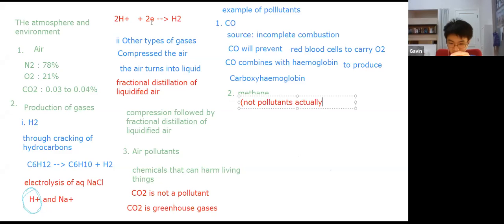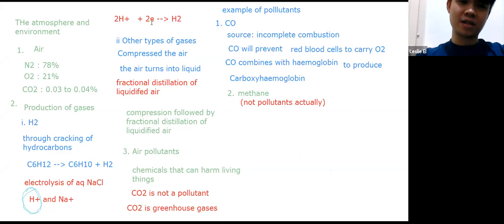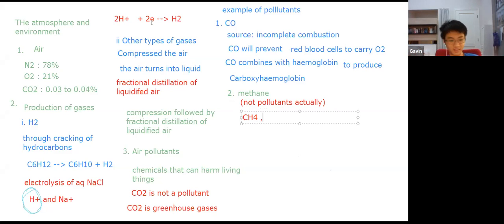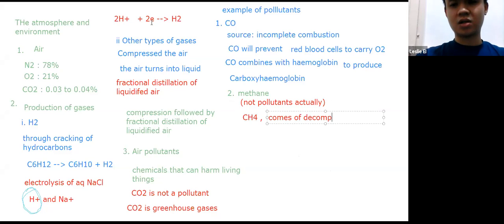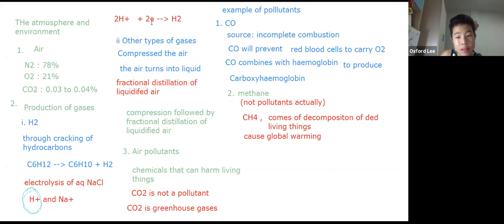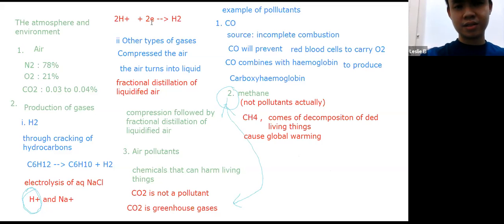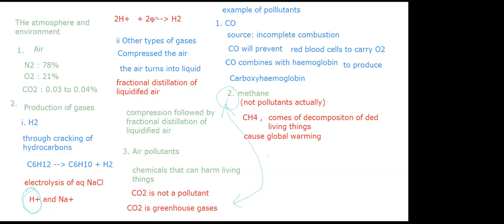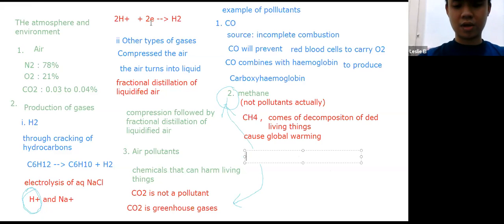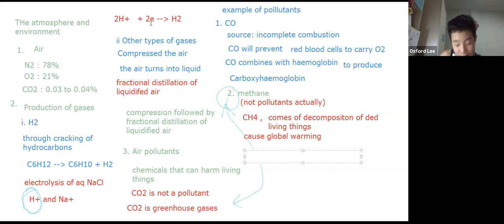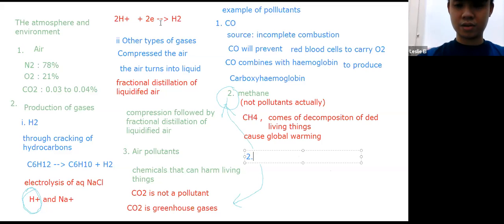Okay, so methane, I don't see it as a pollutant. Methane is CH4. It comes from decomposition of living things. It only causes global warming, so it's a greenhouse gas. Methane is in the same group as CO2. But if we inhale it, do we die? No, you won't die, because it doesn't harm our body. Your body cannot use it, so you'll breathe it out again. So do we write it under pollutants? No, write it under greenhouse gases.